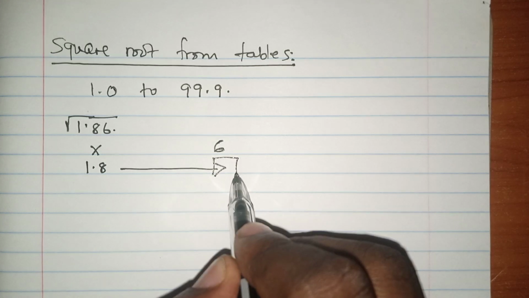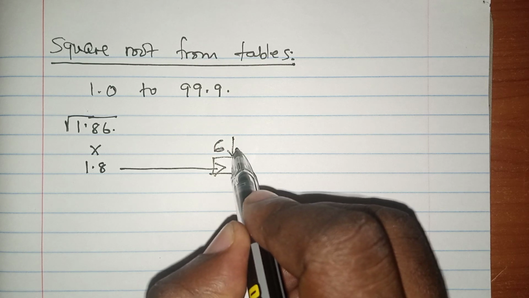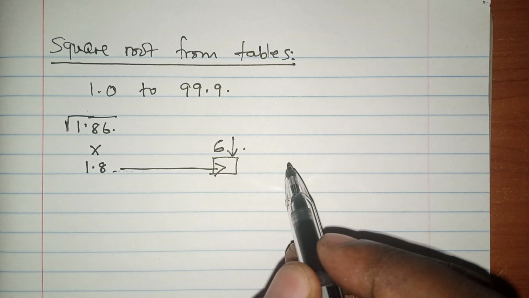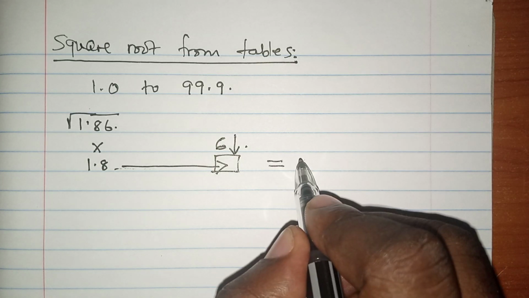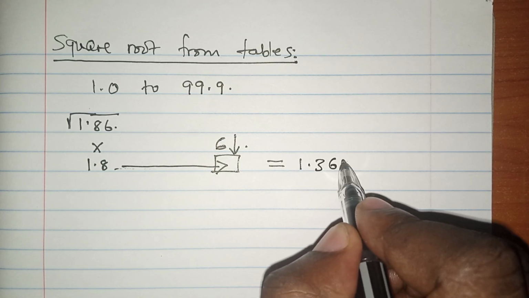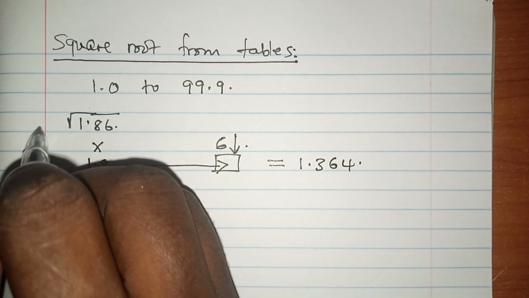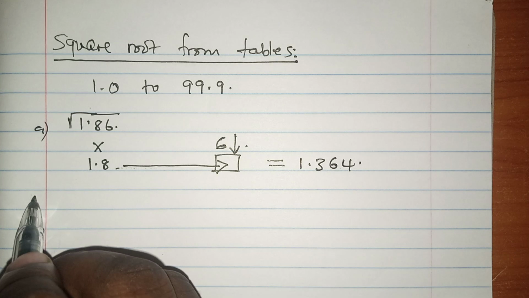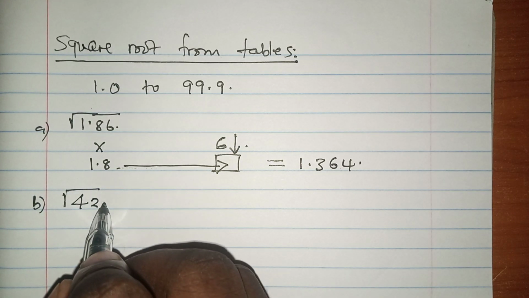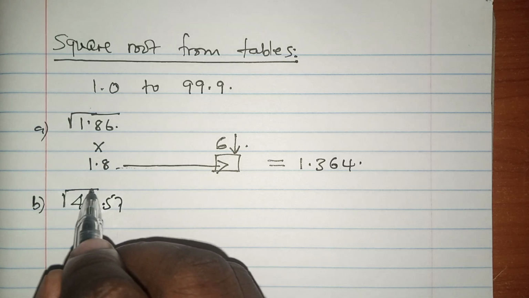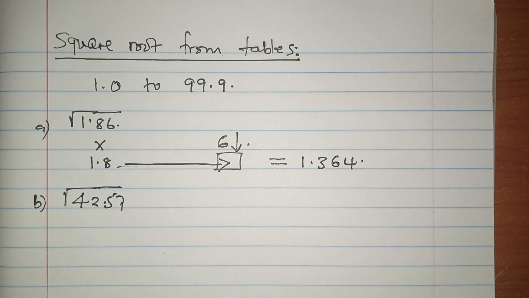So whatever is here at the point of intersection, there is this column and there is this row, that is the square root, and it is basically 1.364. That is the square root of 1.86. What about the square root of 42.57? 42.57. What do we do?